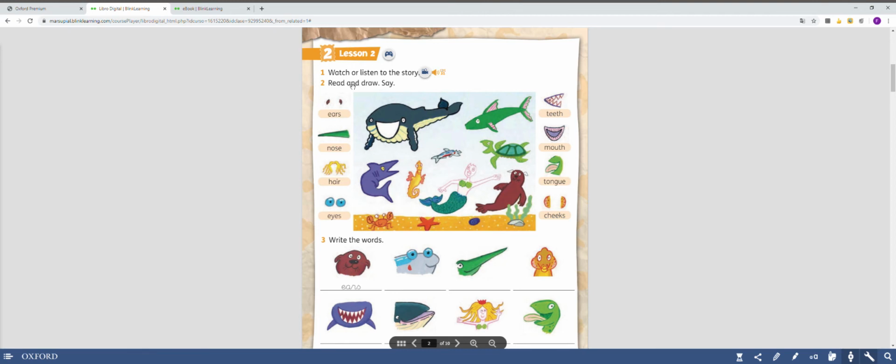Read and draw. Tenemos que leer, y después dibujar. Mira acá, cada uno de los participantes de la fiesta: shark, seahorse, turtle, swordfish, de, ¿cómo se llamaba este? Sea lion and the mermaid. Están en la fiesta, pero les faltan sus partes del cuerpo. Y aquí están a los lados.